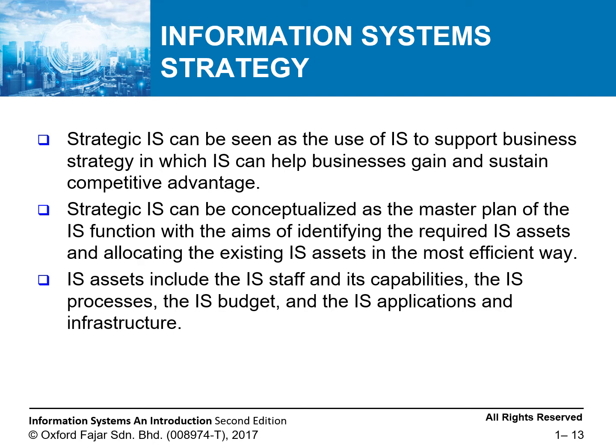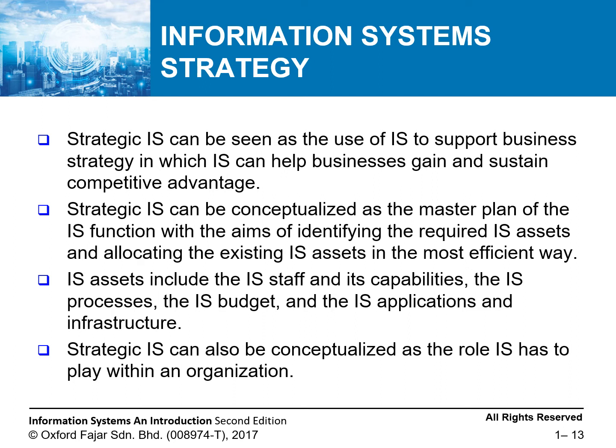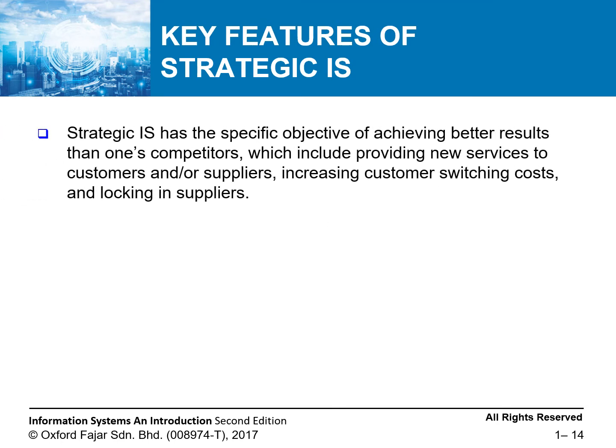Information system assets include the IS staff and its capabilities, and also the IS process, IS budget, and IS application and infrastructure. These IS strategies can also be conceptualized as the role IS has to play within an organization. So the IS strategy has the specific objective of achieving better results than one's competitors. This includes providing new services to customers or suppliers, increasing customer switching costs, and also locking in suppliers.